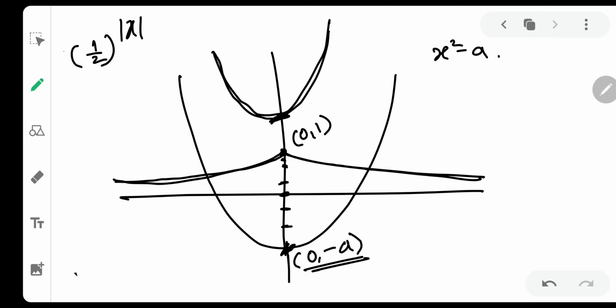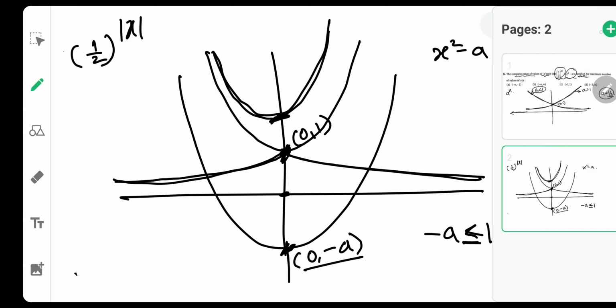And it can be satisfied when your graph is maximum shifted to this point, and if it shifts to this point there is no solution. It simply means this minus a should always be less than 1, and it can also be equal to 1. Why? Because if you check this, if it is equal to 1, then also there is one satisfactory solution. Okay, so minus a is less than or equal to 1.